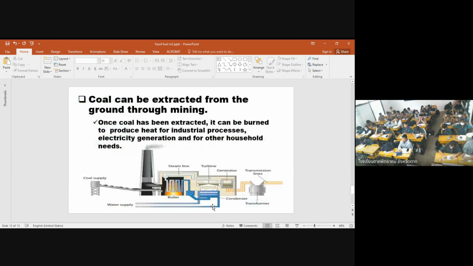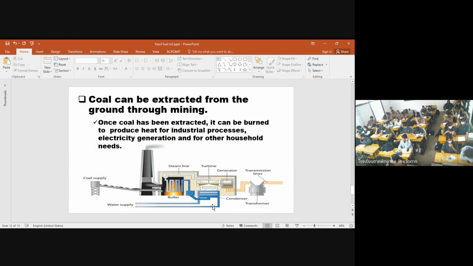Okay, so coal can be extracted. Again, coal can be extracted from the ground through mining. Once the coal has been extracted, it can be burned to produce heat for industrial processes, electricity generation, and for other household needs. So this is the example.